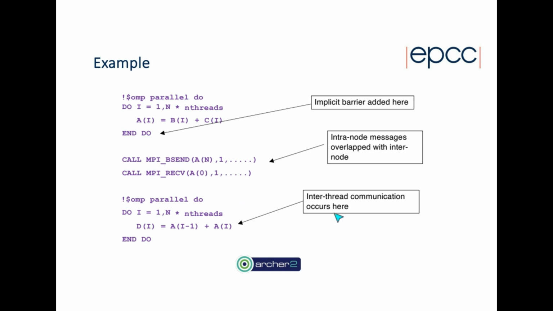But where does the corresponding inter-thread communication occur? Well, it occurs here, particularly because it's accessing I minus 1 here. So for some values of I, the thread that's reading this element of A is not the same thread that wrote it up here. So you'll get some cache misses in this loop, which are effectively doing the inter-thread communication. But the cost of that appears in this loop, and it is not happening at the same time as the message passing.